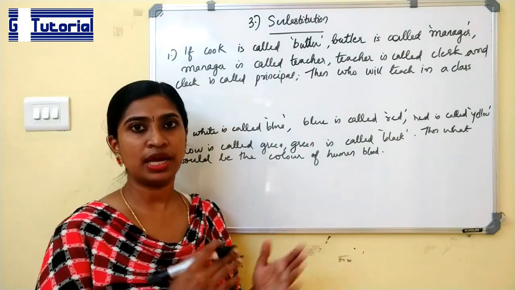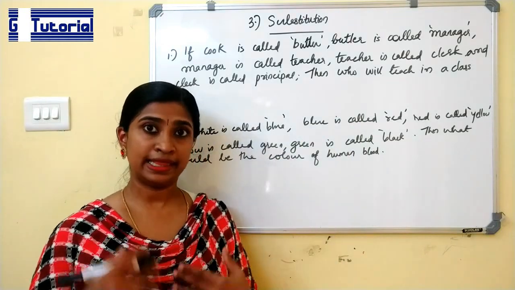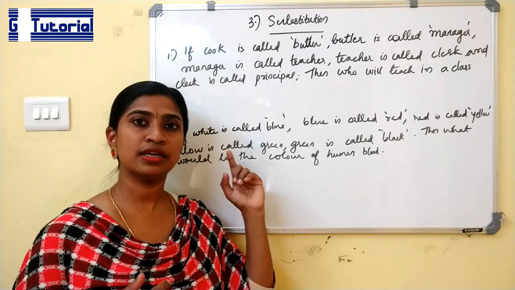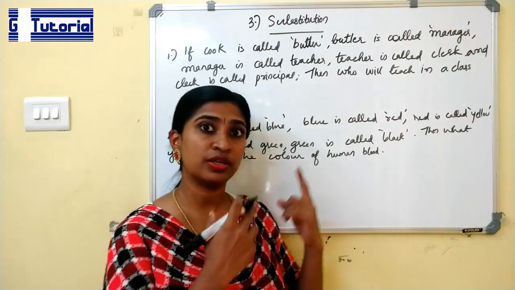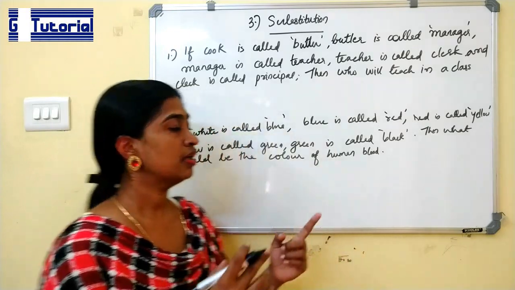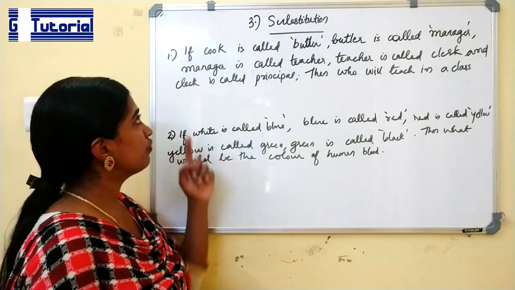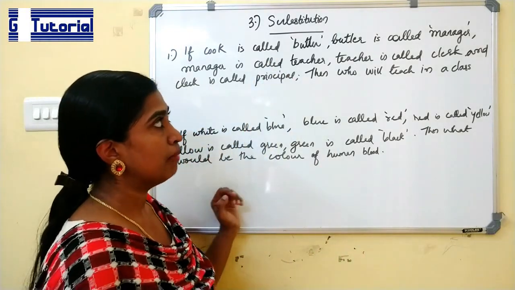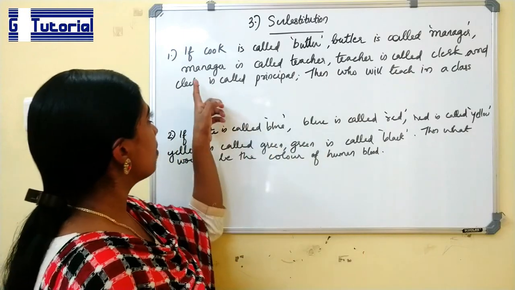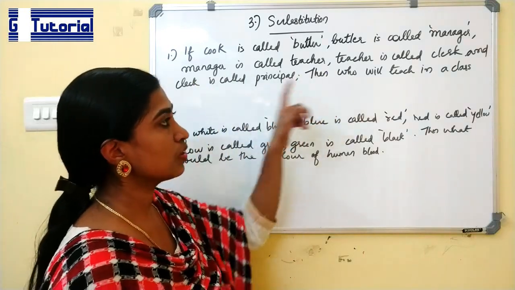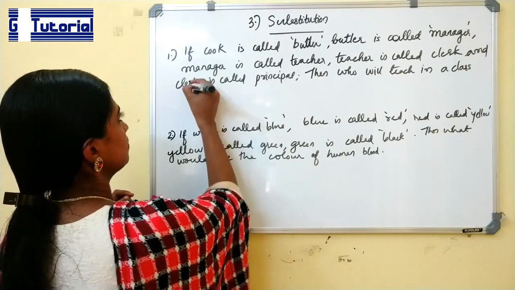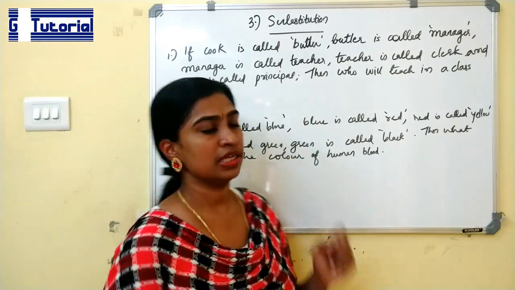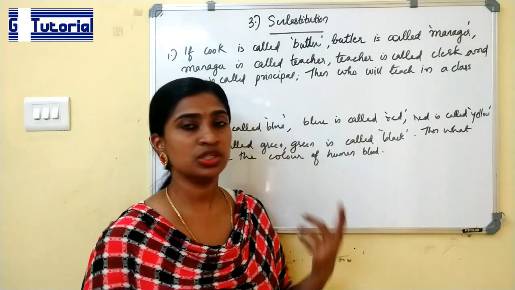So we have to answer that question in our mind, and then we have to think that it is coded as some other word, and you have to find the code of that answer. Now let us see the question. If cook is called as butler, butler is called manager, manager is called teacher, teacher is called clerk, and clerk is called principal, then who will teach in a class? Who will teach in a class?